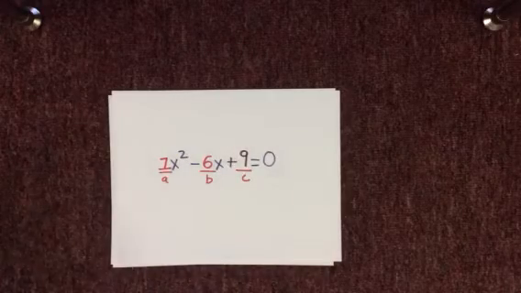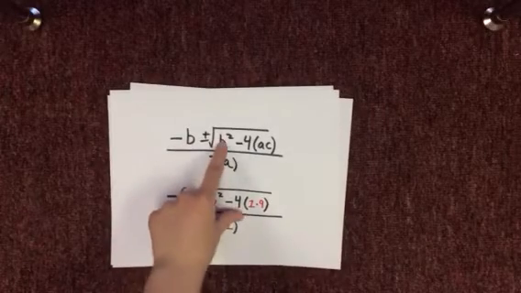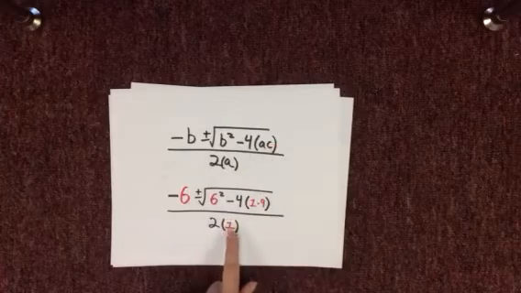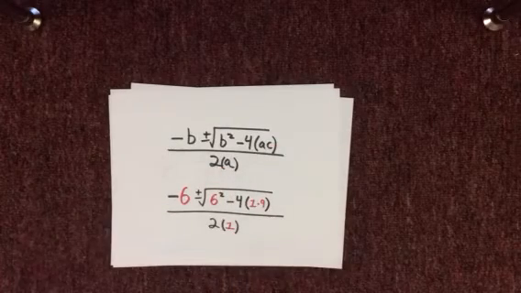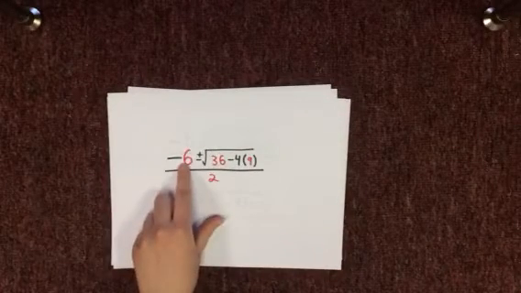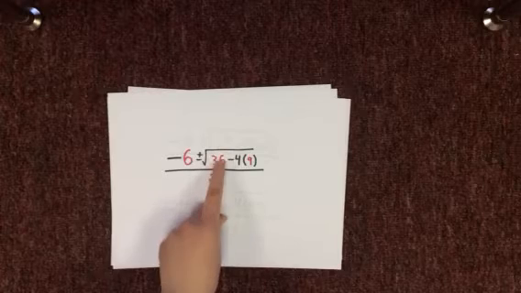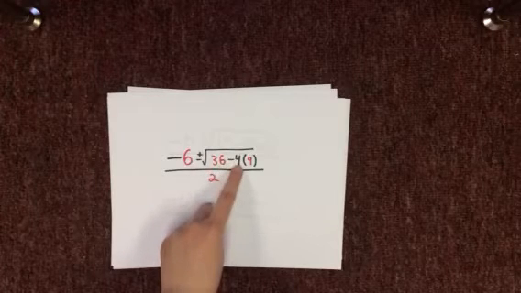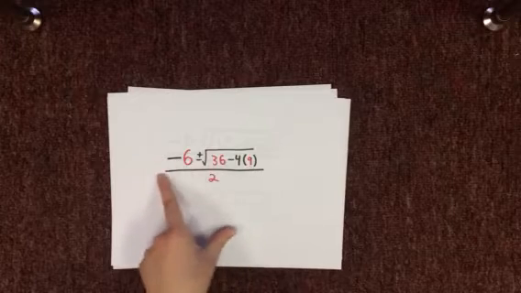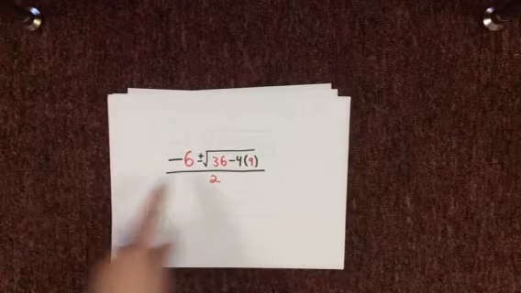Inputted into the formula, it looks like this. 6 and 6 for B and B, 1 is A, 9 is C, and 1 is A. Solving that, we have negative 6 plus or minus the square root of 36, because 6 squared is 36, minus 4 times 9, because 1 times 9 is 9, divided by 2, because 2 times 1 is 2.